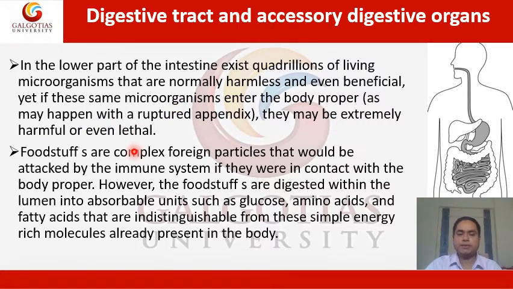The foodstuffs are complex foreign particles that would be attacked by the immune system if they were in contact with the body. However, the foodstuffs are digested within the lumen into absorbable units such as glucose, amino acids and fatty acids that are indistinguishable from these simple energy-rich molecules already present in the body.